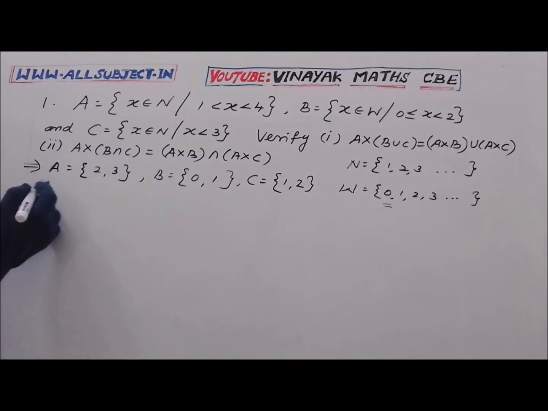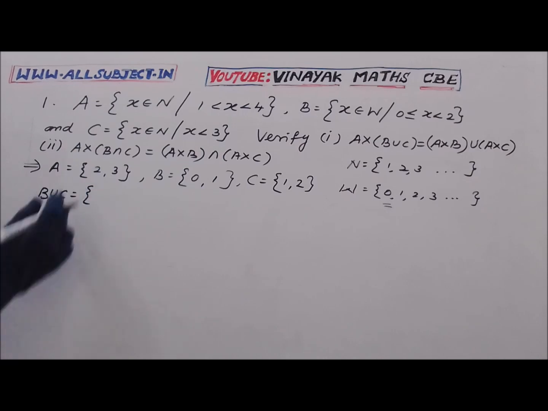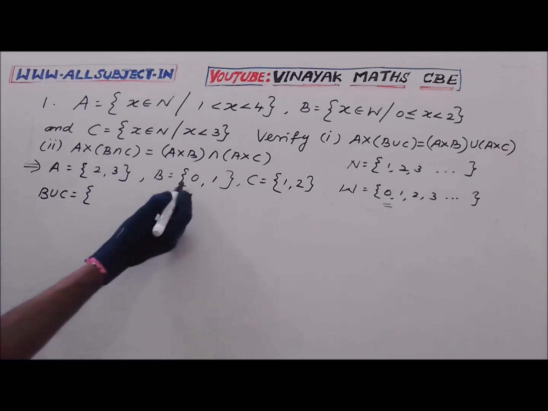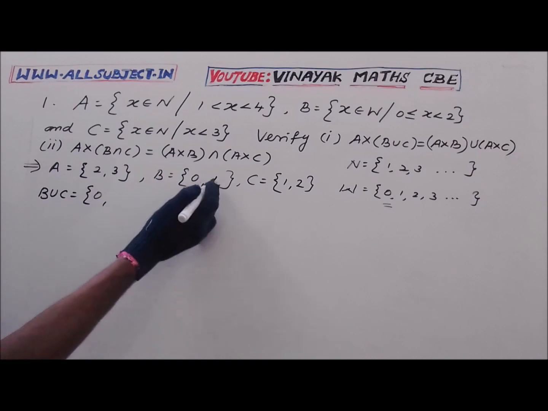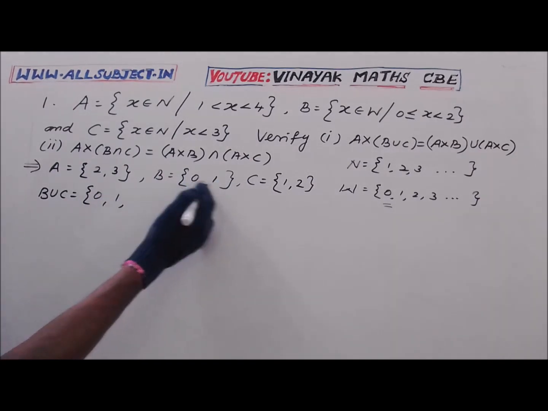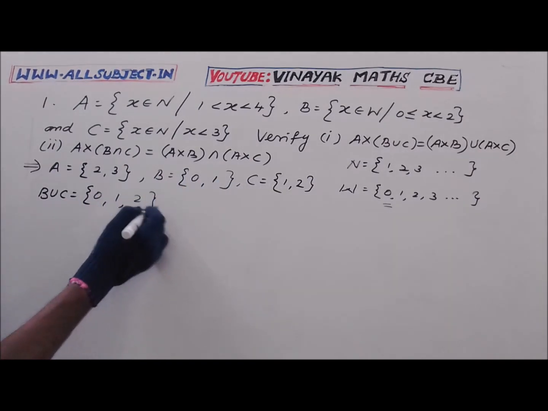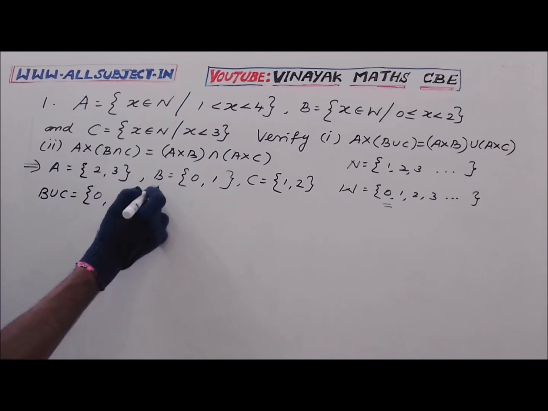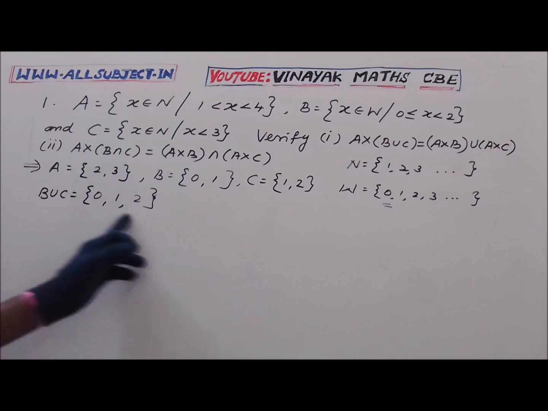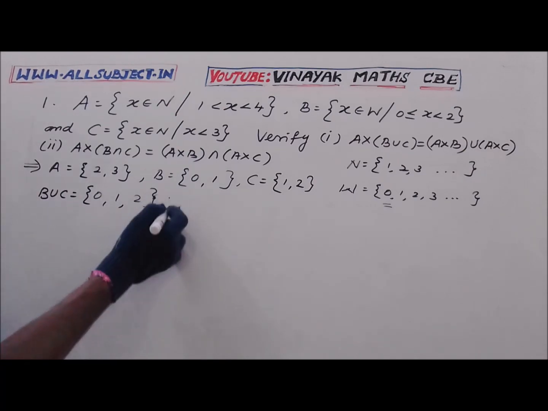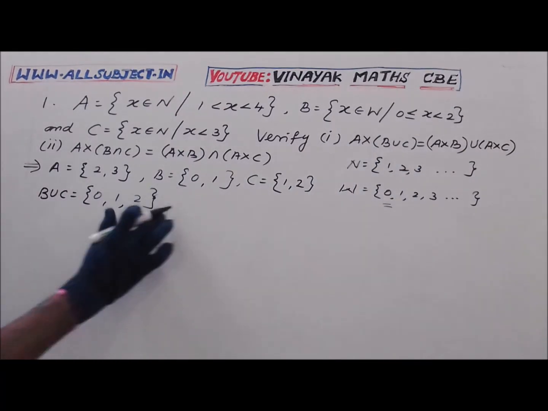First find B union C. Union of two sets means the elements which are in B and in C should be entered here. So the elements in B and C entered, we have 0 and then 1, then 2. So B union C means the elements which are present in B and C are all entered in B union C. And then here A cross B union C.